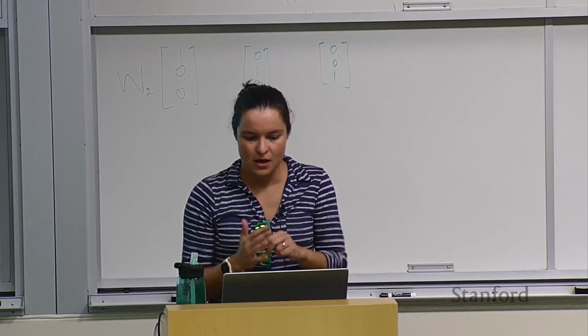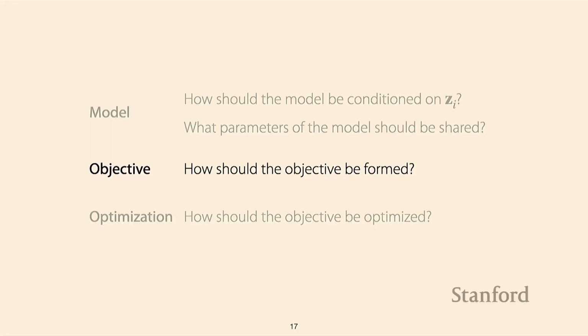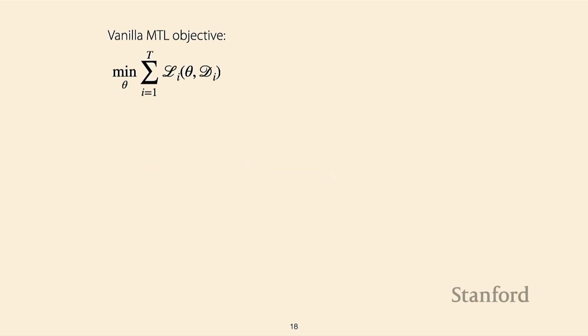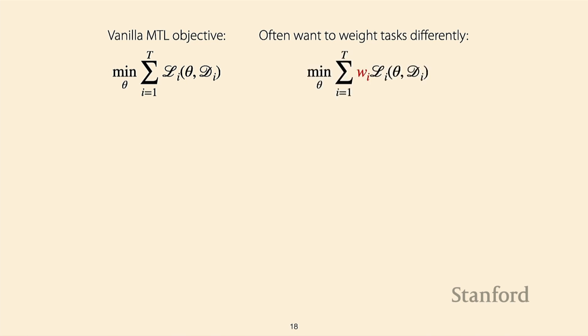Cool. So we've talked a lot about the architecture and the model. Now let's talk about the actual objective. Earlier on, we formulated this vanilla multitask learning objective. But in many cases, we may want to weight the tasks differently. So we may want to formulate an objective that looks like this, where we assign a higher weight to some tasks compared to others. Does anyone have any thoughts on how we might choose the weights?